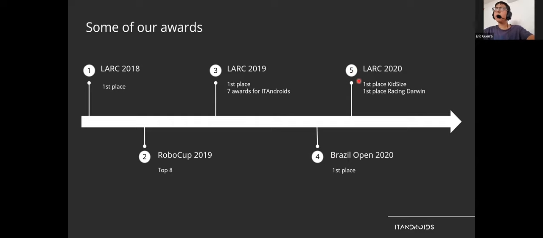And on the LARC 2020, we got first place on the kid size, which was a vision competition to detect robots. And also on the racing, we got first place with the Darwin. And also on the virtual league, we were very lucky to get first place as well.